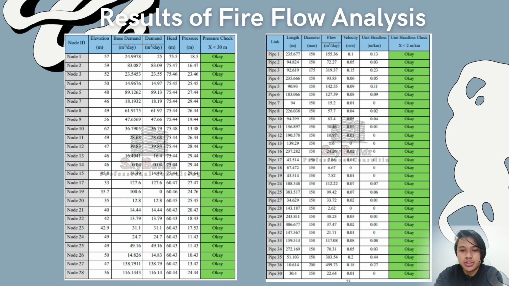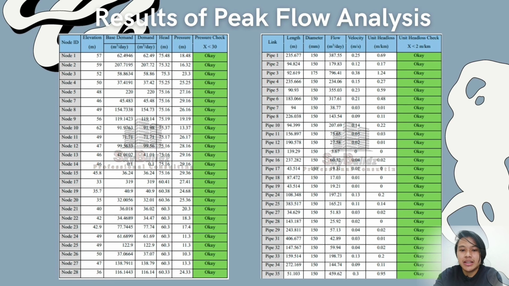From the data generated, all unit head loss is found to be below the limit set by the guideline, which is lower than 2 meter per kilometer. And this one is the analysis of peak flow using EPANET. The same procedure has been taken, while the only difference is the value of water demand is multiplied by the coefficient of 2.5, while all the residual pressure head and unit head loss were found to be lower than the set limit. We can conclude that our water tank design is adequate and suitable to be used in our water reticulation system.